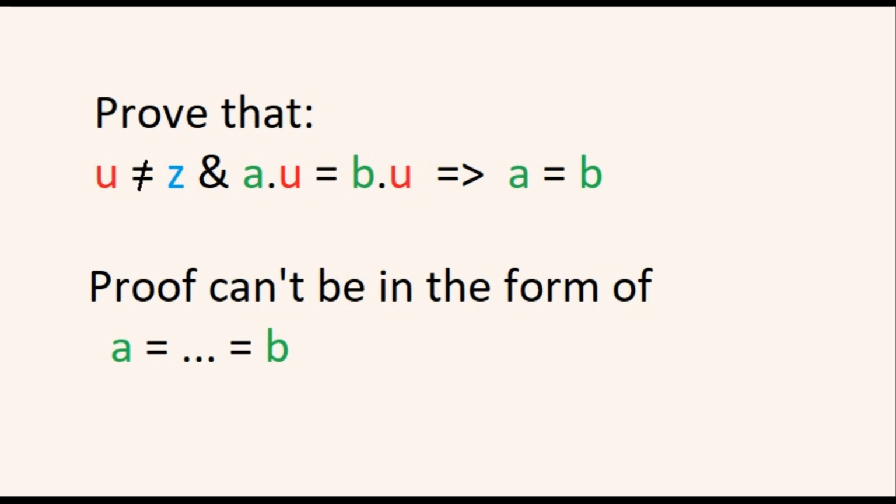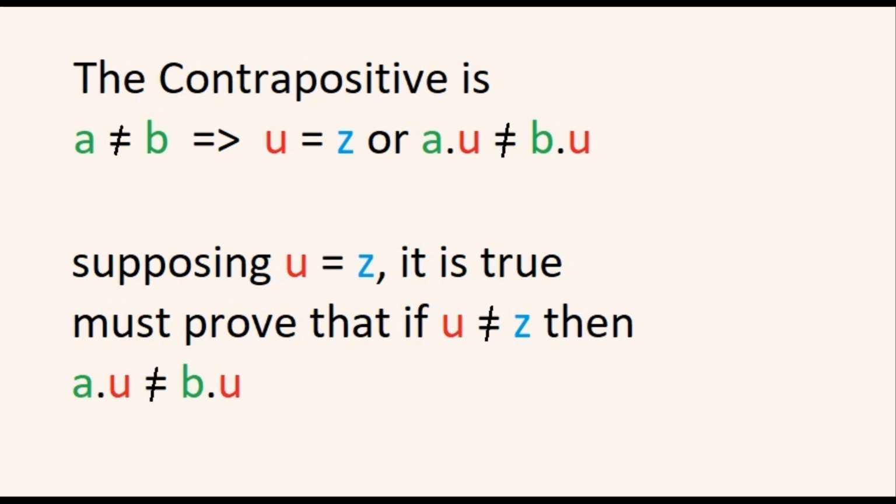Here's another awkward theorem. It can't be proven using the normal a equals ... equals b method, namely because u has no reciprocal. It can be proven this way in a field, but we're trying to prove it true in a vector space. So we'll prove its contrapositive instead. In the case of u equals 0, it is already true. But in the case of u not equal to 0, it must be proven that a times u isn't equal to b times u. This is an inequality proof.